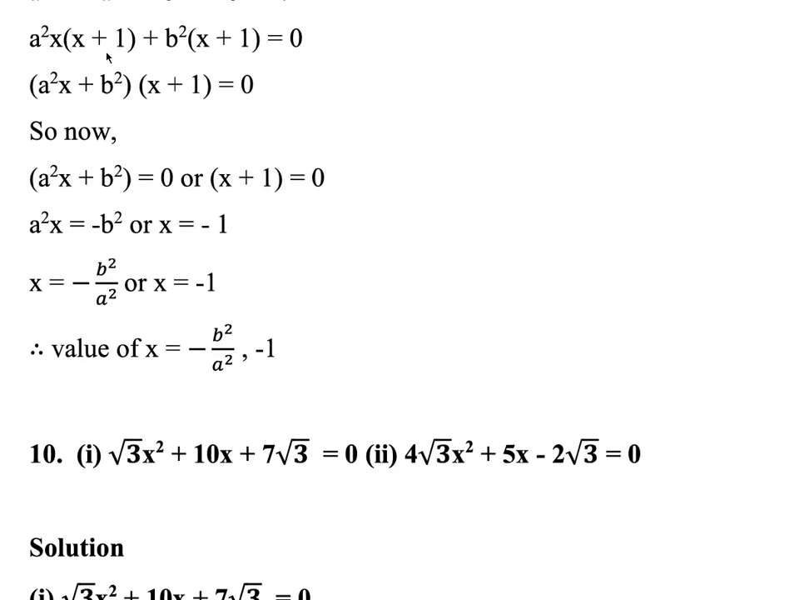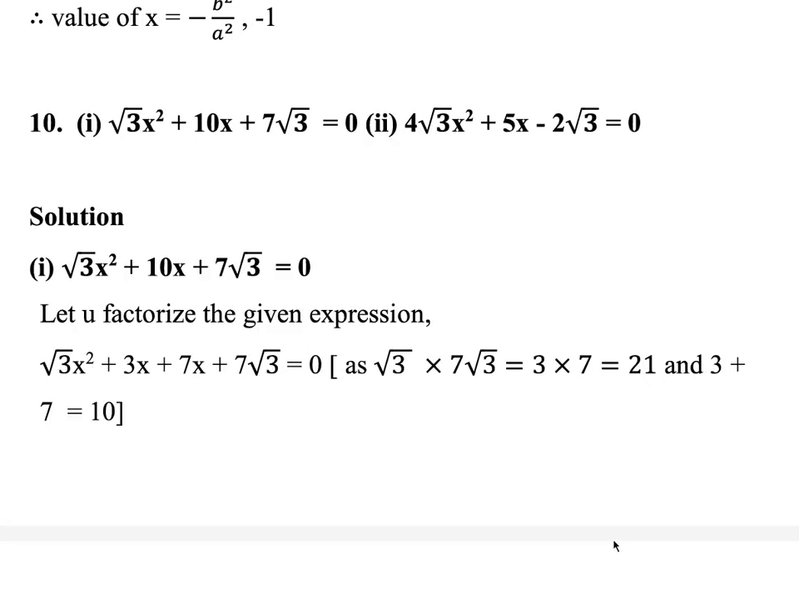So either the first part will be equal to 0 or the second part will be equal to 0. So if the first part a square x plus b square is equal to 0, the value of x will be minus b square by a square, and the second part, if x plus 1 is equal to 0, the value of x will be minus 1. So here we are getting the two values, one is minus b square by a square and the second one is just minus 1. Let's come to the next problem.